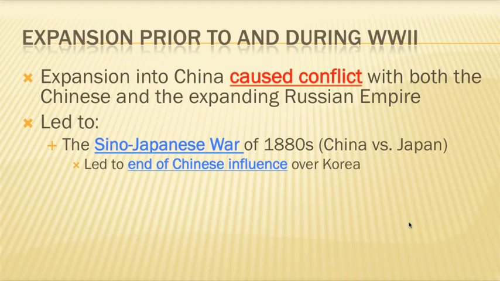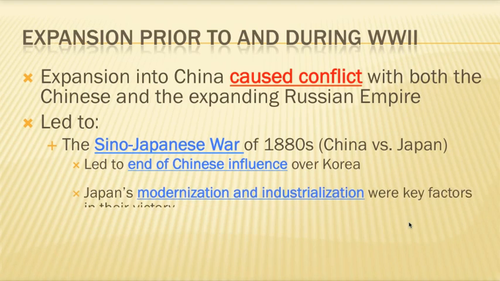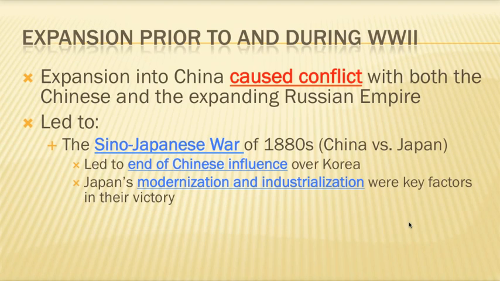Naturally, with the Japanese and their modern weapons, their modern techniques, they're going to have the advantage over the Chinese, and they're going to win this war. So Japan's modernization and industrialization were key factors in their victory. The Chinese are still in a way playing catch up today. They're advancing pretty rapidly here in the modern world.